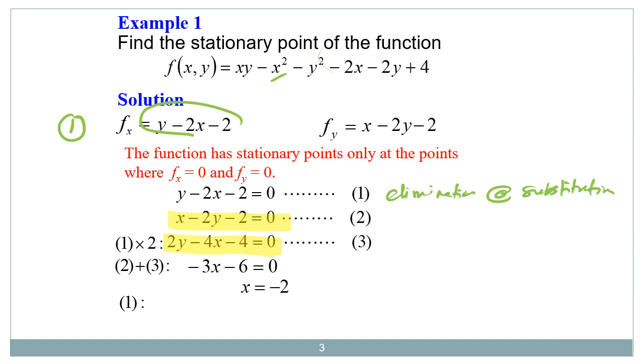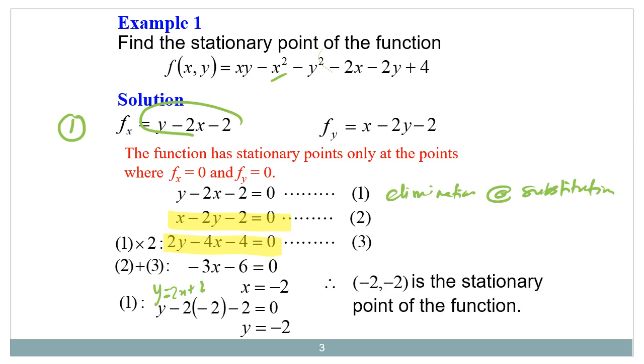Now we can find out what y is. Y equal to, we can directly write down y equal to 2x plus 2. So substituting x equal to negative 2, we get negative 4 plus 2, which is y equal to negative 2. So the stationary point of this function is negative 2, negative 2.